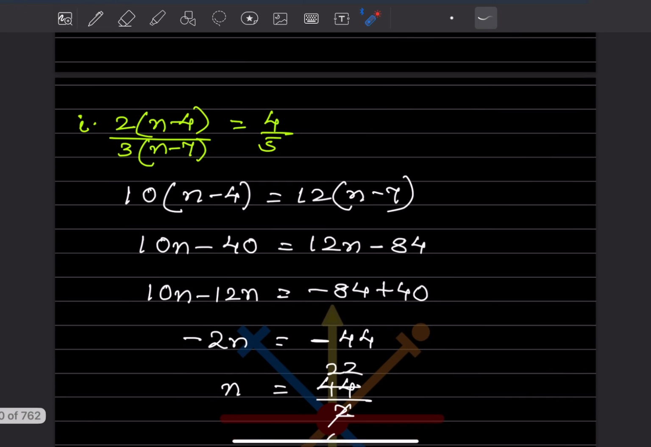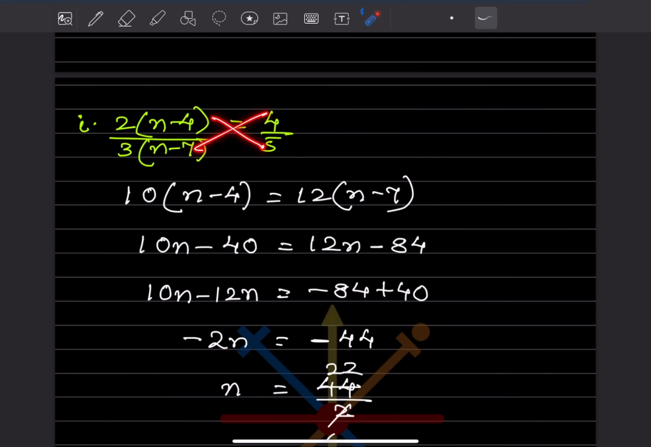Now here, again, we can do one thing here directly. We can cross multiply here. So this will go on this side. So this 5 into 2, which is going to be 10. And n minus 4 is as it is. And this will go on this side. This thing will go, that will be 4 into 3, which is going to be 12, and this will be n minus 7.